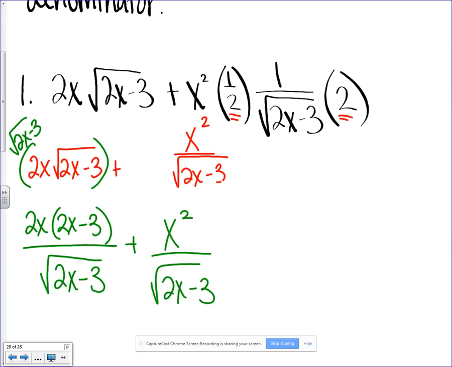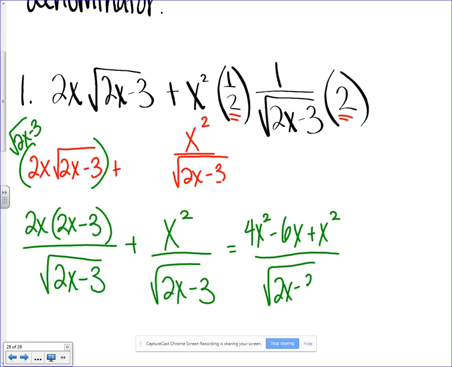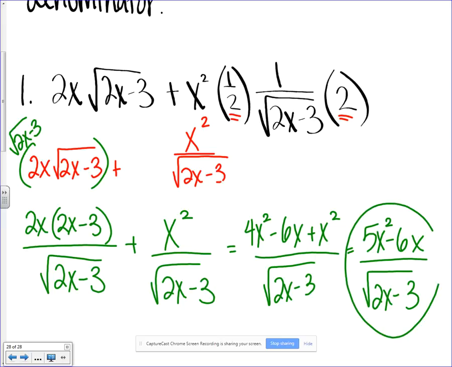Now I can go ahead and distribute and combine some like terms here. And that's what I'm looking at. Now the question is, can you simplify it? The answer is no. The only thing you could do is try and get rid of that radical in the denominator, and I have told you not to do that.